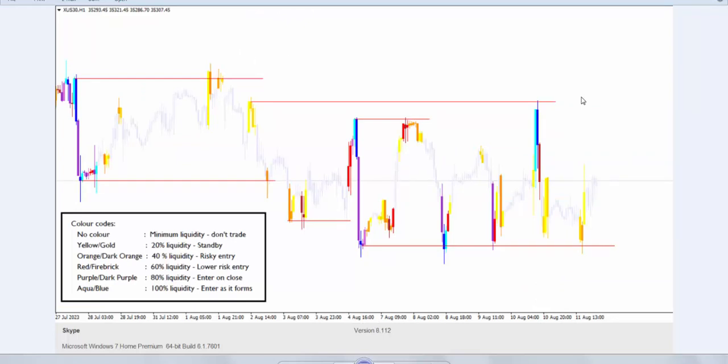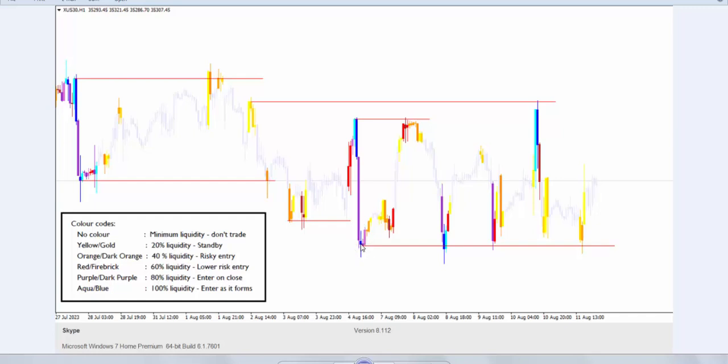So just for everyone's benefit, I decided to bring up the color map to tell you what the colors of the different candles actually mean. And you can see that when you've got a purple or a dark purple, you've got 80% liquidity. And then you get a dark blue, which is almost the same as the aqua, which is 100% liquidity.